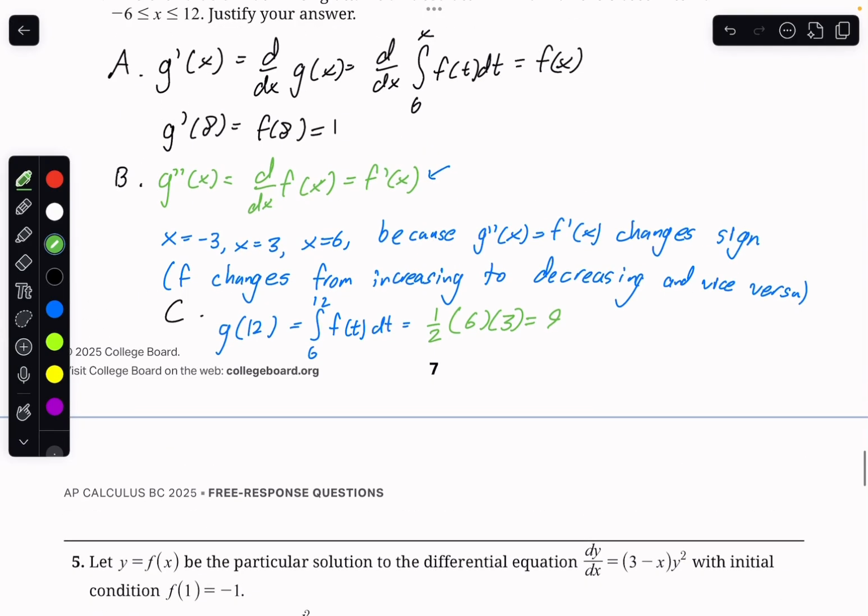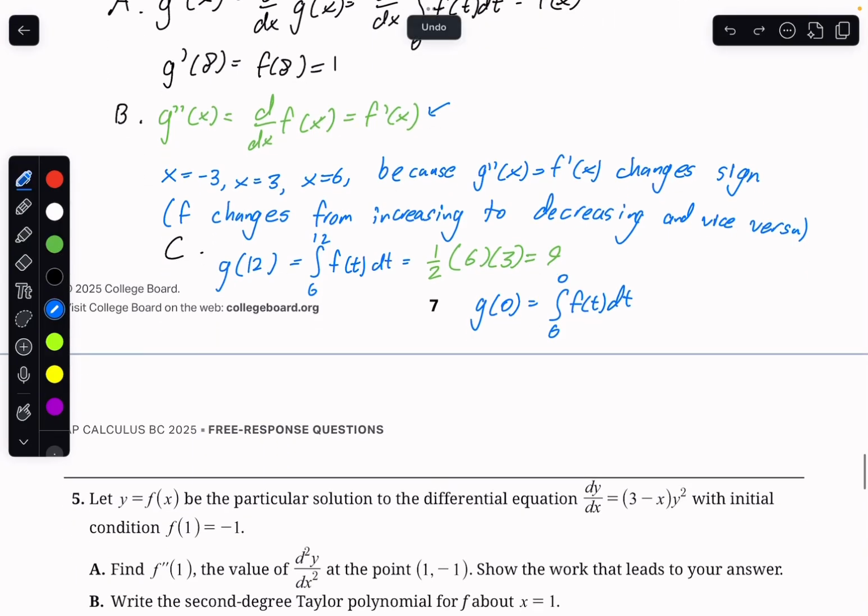Now, they wanted us to find g of 0. What is g of 0? G of 0 is going to equal the integral from 6 to 0 of f of t dt. I don't like having a number that's less on the top bound, so I'm going to reverse the integral bounds by pulling out a negative. So g of 0 is going to equal negative integral from 0 to 6 of f of t dt.